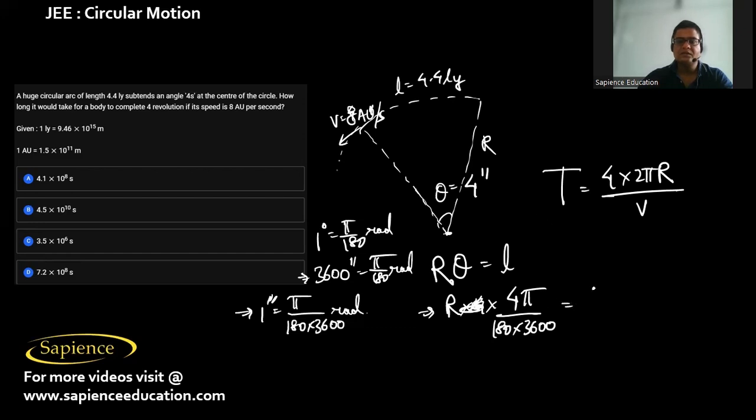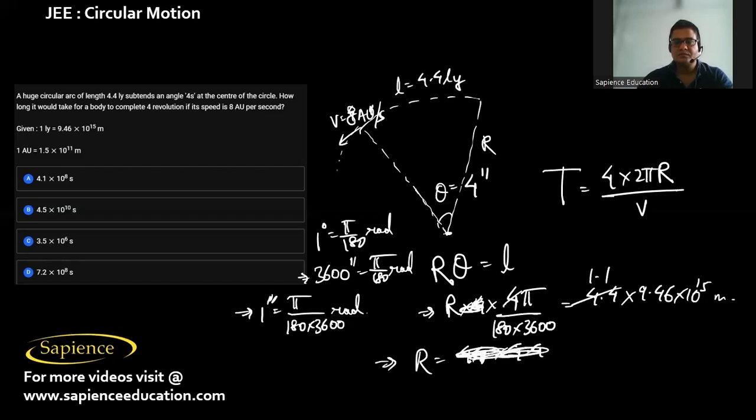So this is equal to L. L is 4.4 light years, so 4.4 into 9.46 into 10 power 15 meters. So therefore R will be equal to 4.4 into 9.46, okay, so 4 I can cancel out, 1.1. So this will be 1.1 into 9.46 into 180 into 3600, into 10 power 15, divided by pi.